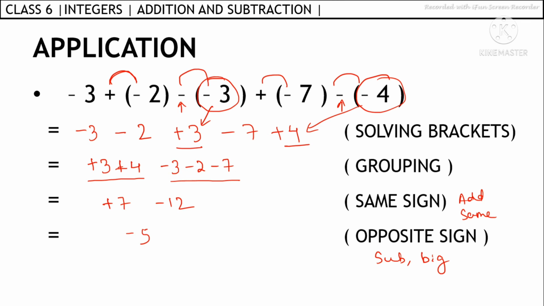So opposite sign, we subtract. 7 and 12, when we subtract, we get 5. And the bigger sign, more negatives are there, so the answer is also negative. In this way, we can easily solve any type of question.